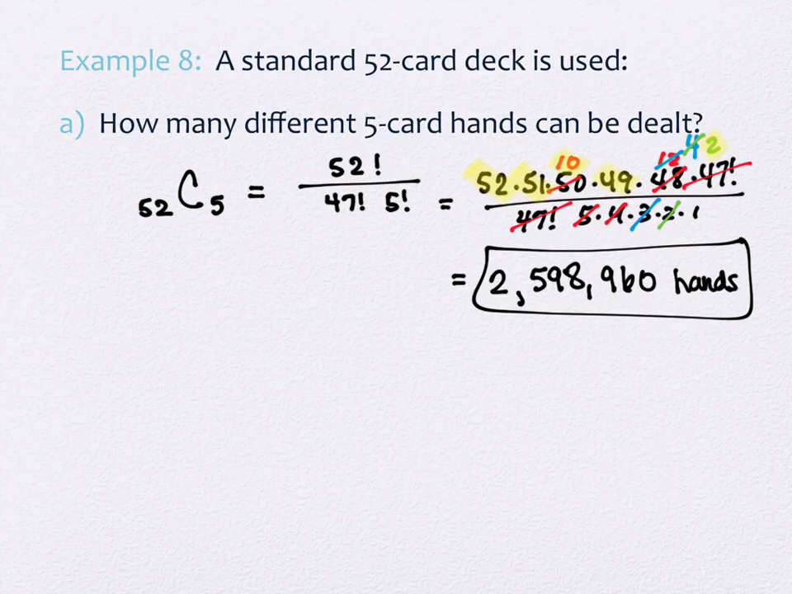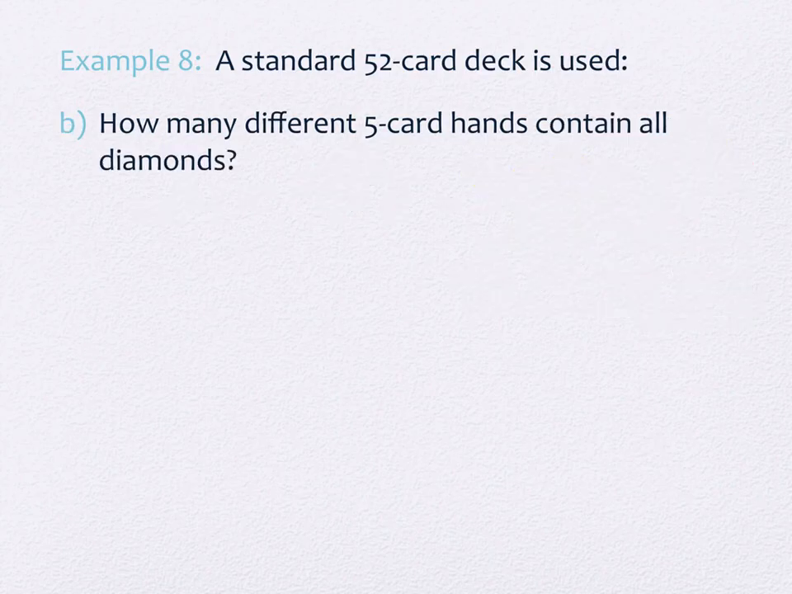Now, let's take a look at what happens if we identify some certain specific features. Let's say we want our hand to only have diamonds. Okay, so only diamonds in our hand. How many diamonds are there?